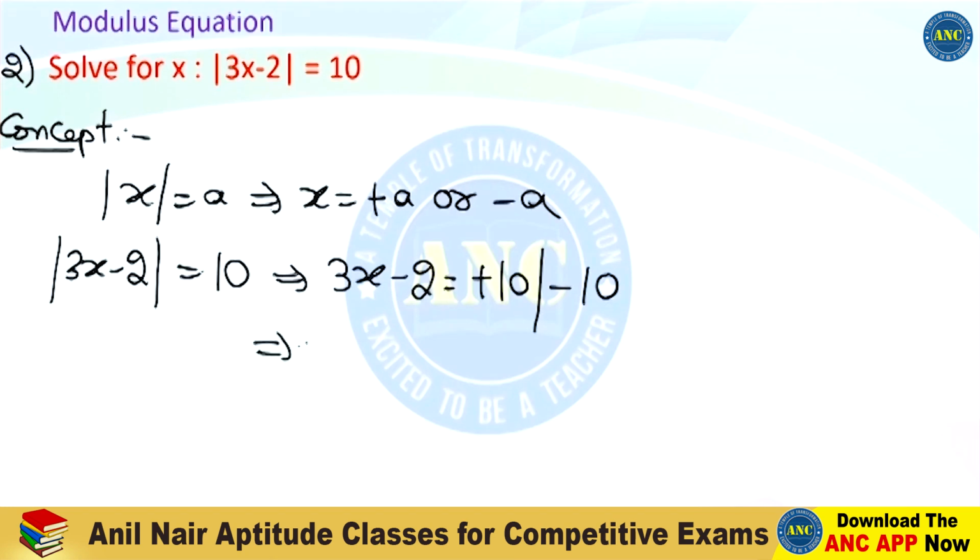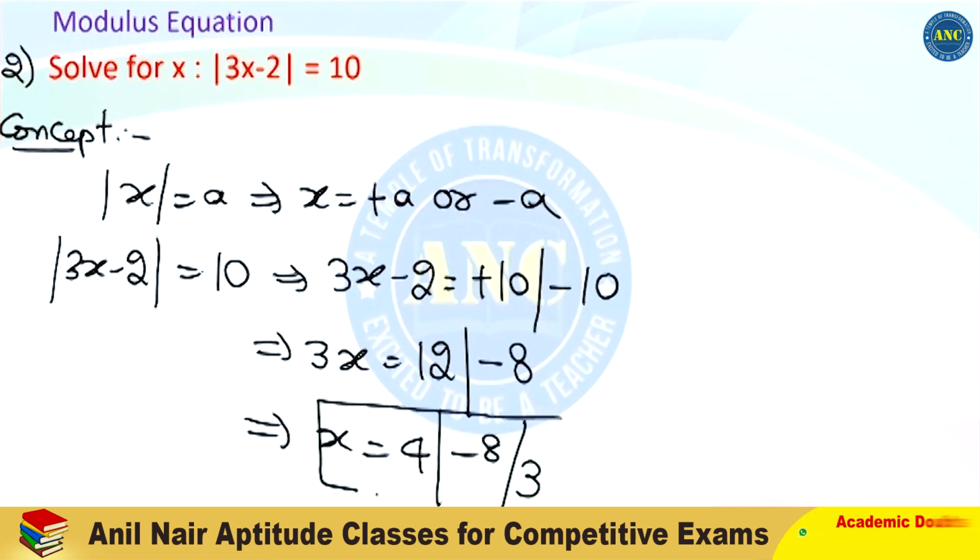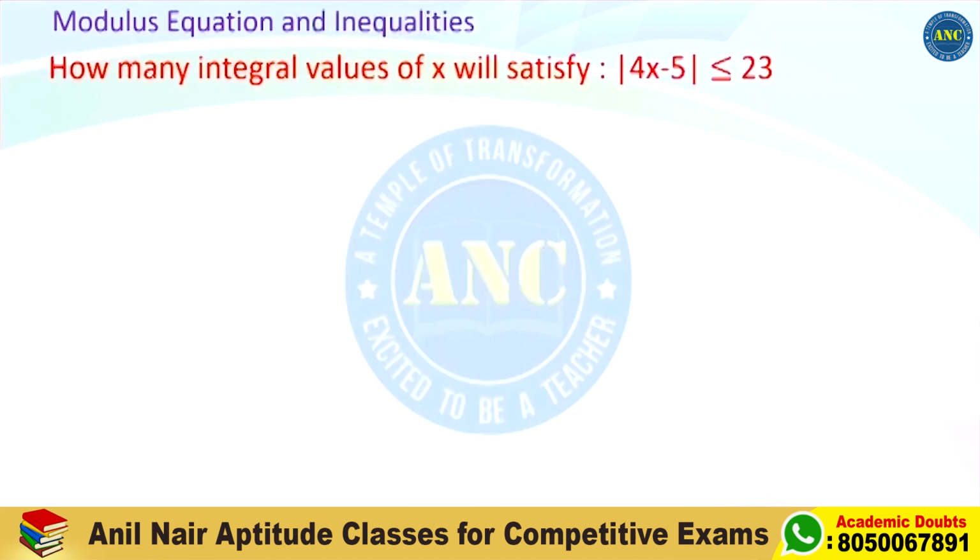So 3x equivalent to 12 or 3x equivalent to minus 10 plus 2, it is minus 8. So x is nothing but 4 or minus 8 by 3. Two values of x will satisfy the equation, 4 or minus 8 by 3. First two problems are very elementary questions. Slowly we will increase the level of difficulty.